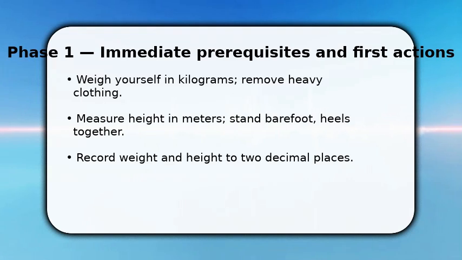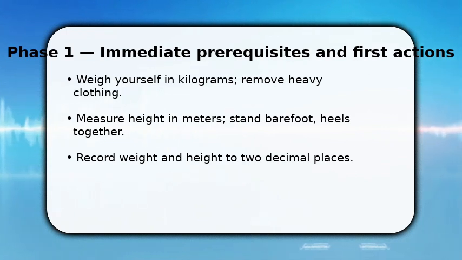Enjoy the video. You start by getting accurate inputs: weigh in kilograms and measure height in meters. Once done, record both to 2 decimal places, for example 70.50 kg and 1.75 m. Make sure the scale is on a flat surface and the height tape is vertical. This reduces error.